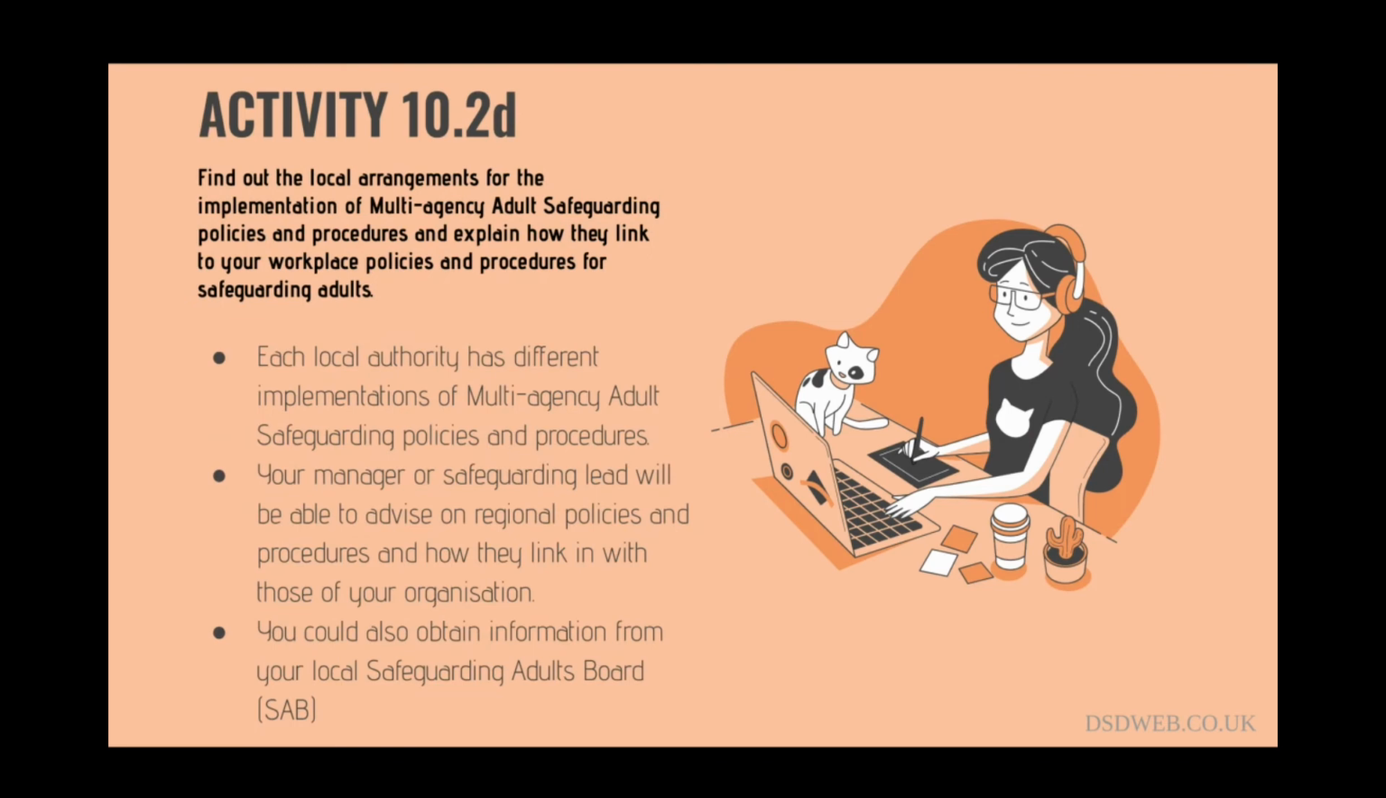For the next activity, you will need to find out the local policies and procedures for multi-agency adult safeguarding and explain how they link with your organisation's policies and procedures. Unfortunately, I am unable to provide a specific answer to this because each local authority has a slightly different implementation of multi-agency adult safeguarding, so this will vary depending on your geographical location. Your manager or safeguarding lead should be able to provide you with the specific information you need about this. Alternatively, you could contact your local Safeguarding Adults Board.